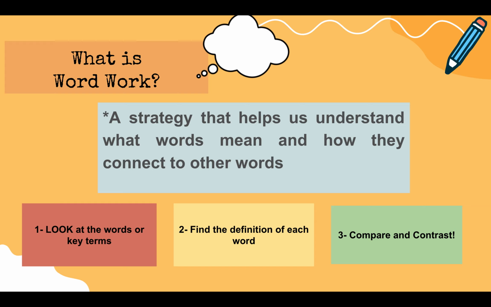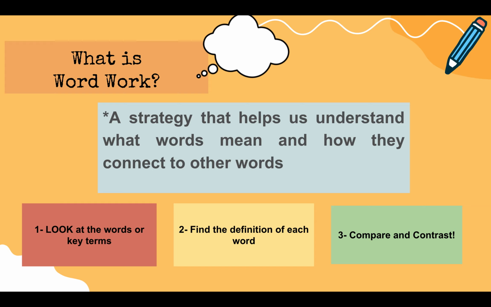The next thing you want to do is find the definition of each. And this you can do in many ways. You can look it up online. You can use a dictionary to find the definition of each word. You can use context clues to help you determine the word if you want to figure it out on your own. And you can even use a partner to help you understand what the word means.